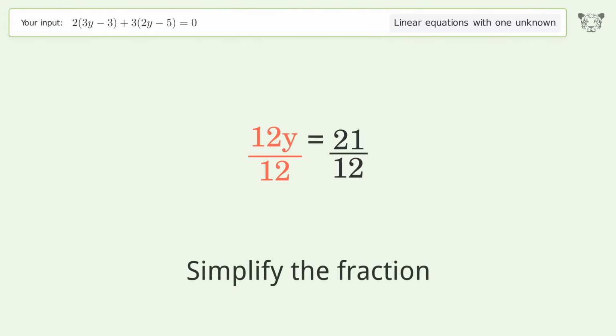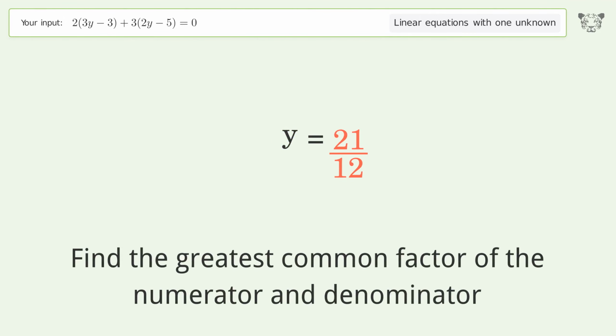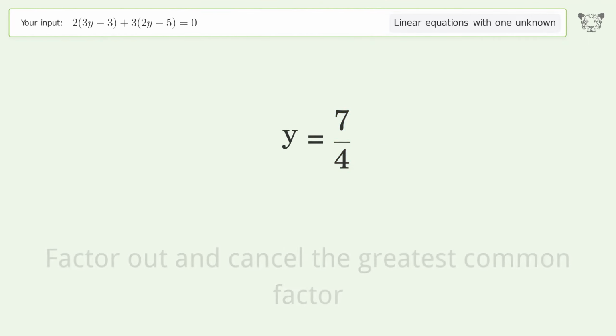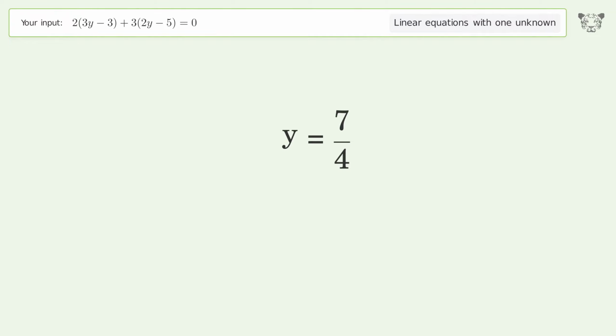Simplify the fraction. Find the greatest common factor of the numerator and denominator. Factor out and cancel the greatest common factor. And so the final result is y equals 7/4.